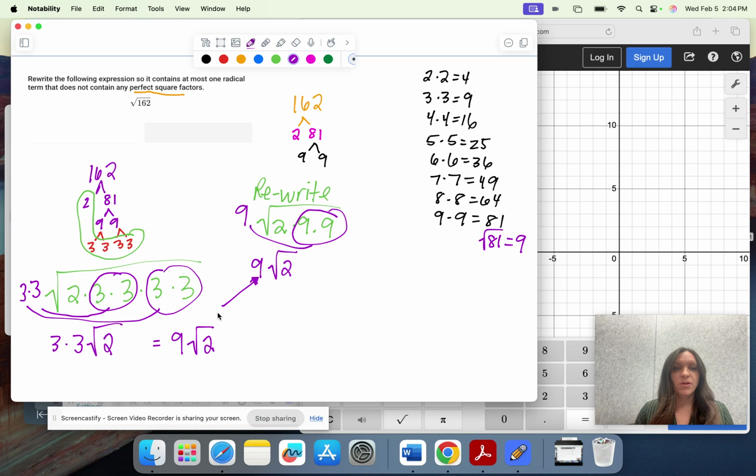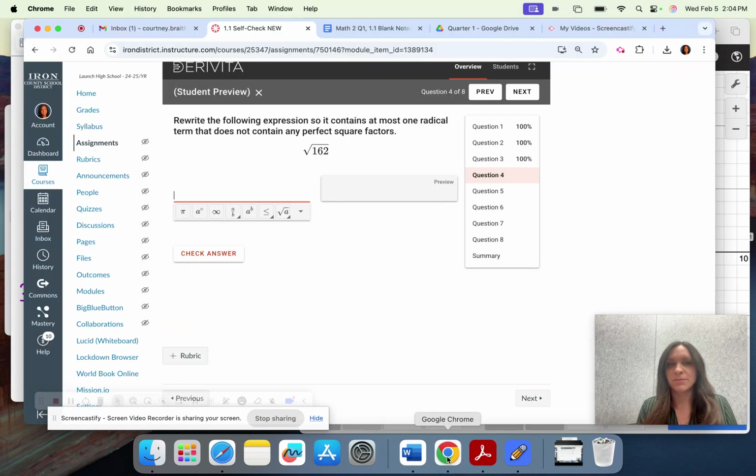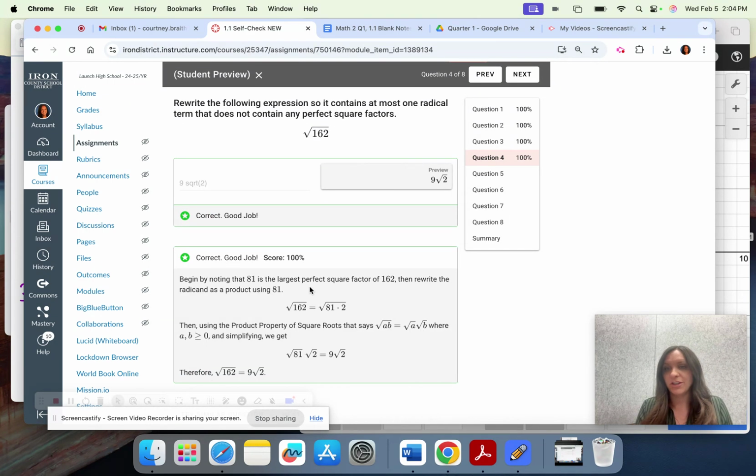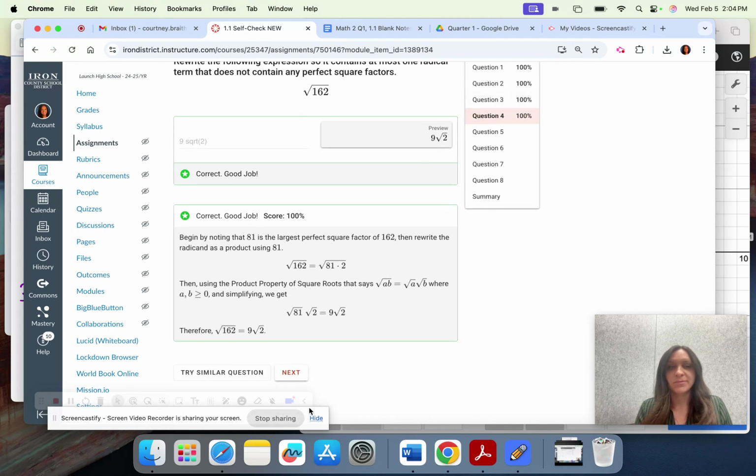So if you don't know your perfect squares, that's okay. You can still get down to that answer. It's just going to take you a little bit longer. So 9 square root of 2. Make sure you check your answer. You have 3 tries. If you need help, come find me.